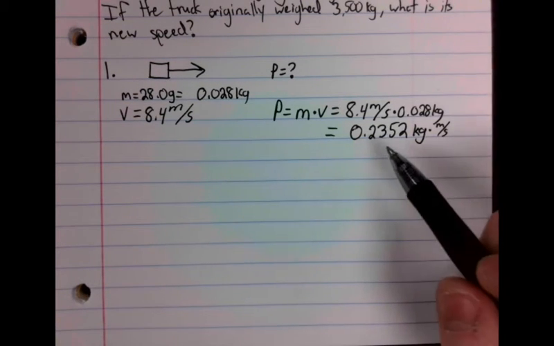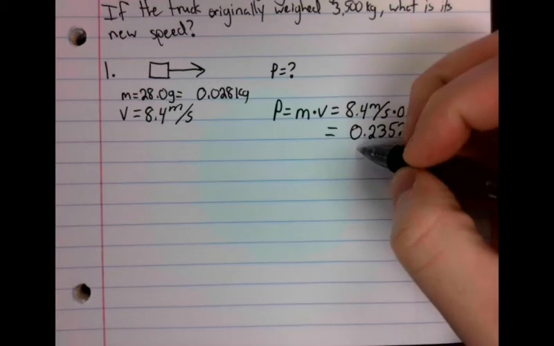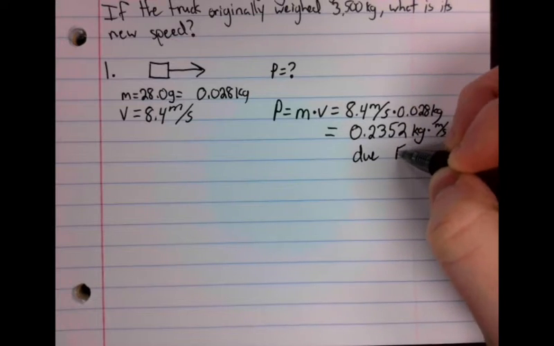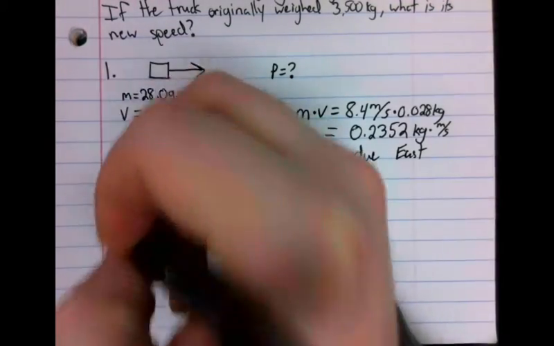And then it says it wants the magnitude, also the direction. Let me click and make sure on my actual one it says 8.4 meters per second to the east in the original problem. So our magnitude is this, and our direction would be due east. Easy enough. All right, example number two.